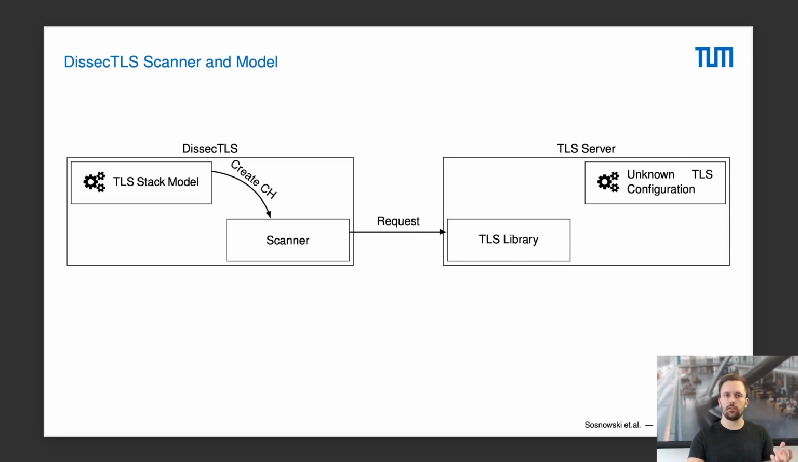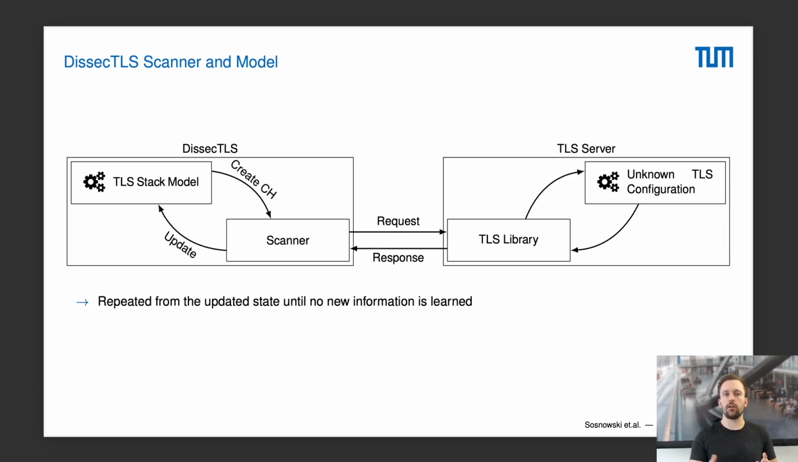We basically use this model to now create new client hellos that most likely will reveal new information from this server. We send this to the server and the server reacts to it somehow depending on its TLS configuration. And then we just update our TLS stack model with the information we have learned. And then we repeat this process until we do not learn any new information.